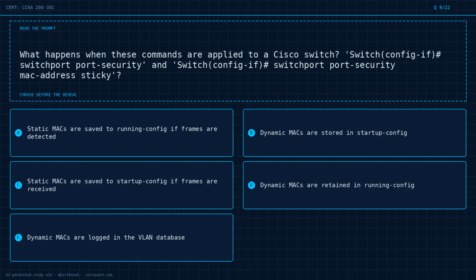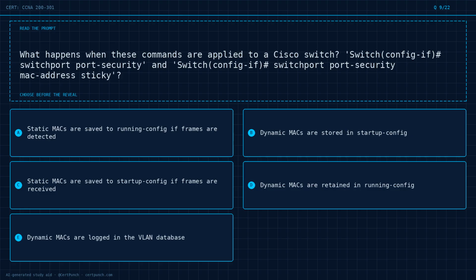Question 9 of 22. What happens when these commands are applied to a Cisco switch? Switch config-if, switchport port-security, and switch config-if, switchport port-security mac-address sticky. Option A, static MACs are saved to running config if frames are detected. Option B, dynamic MACs are stored in startup config. Option C, static MACs are saved to startup config if frames are received. Option D, dynamic MACs are retained in running config. Option E, dynamic MACs are logged in the VLAN database.